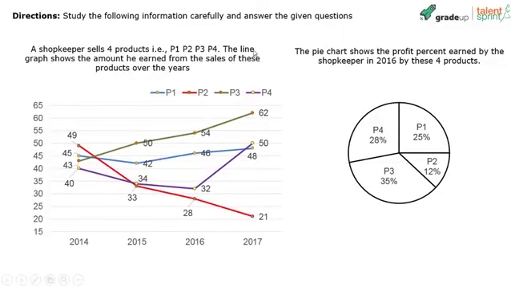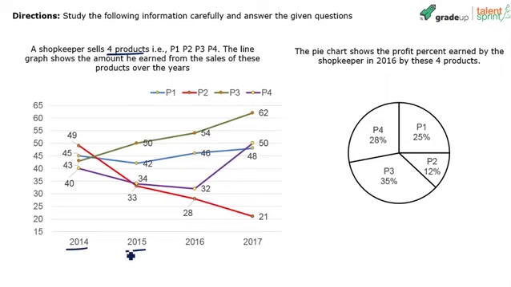You can see there are two items given to us. One is a line graph on your left hand side, and then there's a pie chart. See what it is talking about. A shopkeeper sells 4 products, P1, P2, P3 and P4. The line graph shows the amount he earned from the sales of these products over the years.